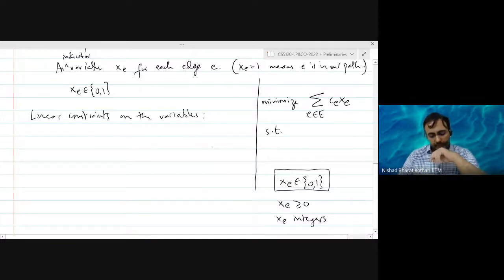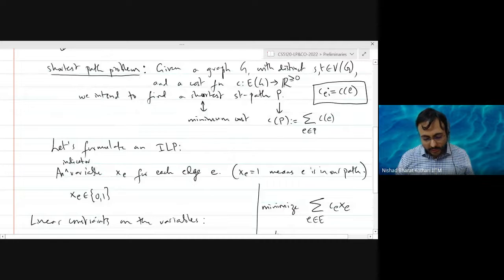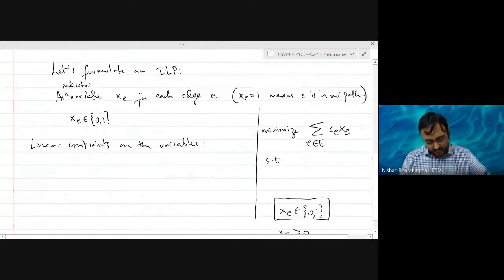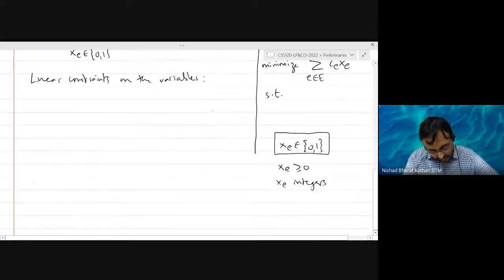Okay, so let's consider an observation we looked at yesterday. We noted that every ST path must meet every ST cut. That is an observation I would like you to use.